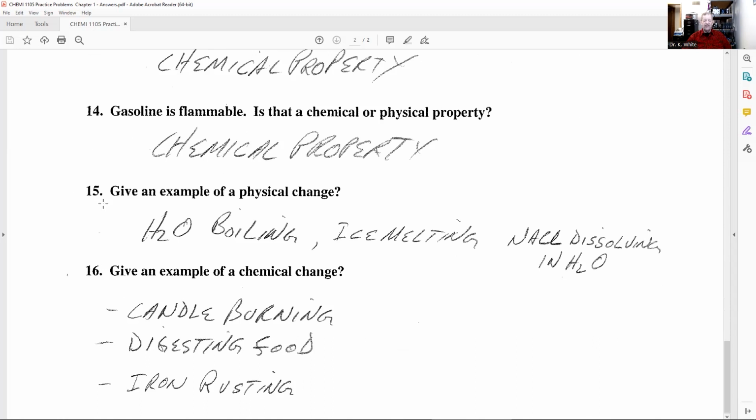Now, give an example of a physical change. Water boiling, ice melting, sodium chloride, table salt, dissolving in water.